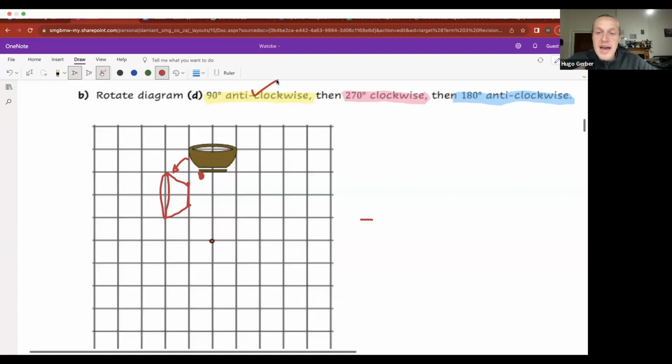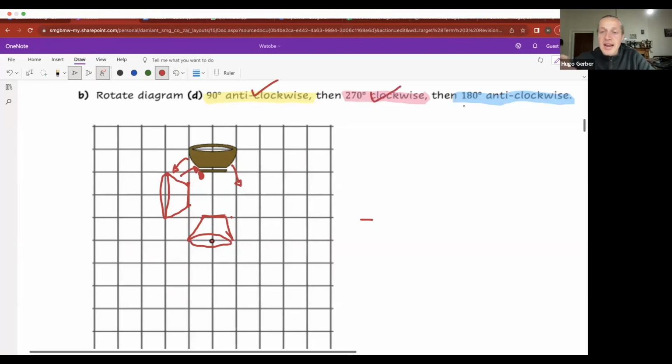I did it. Now 270 degrees clockwise from here. So it means it's going to go 90 back to where it was, 180 around on that side, and then 270. 270 is going to be facing the bottom. So let's go middle, middle, my side, one side, my other side, and the inside of the bowl. So there I did my 270 degrees clockwise.